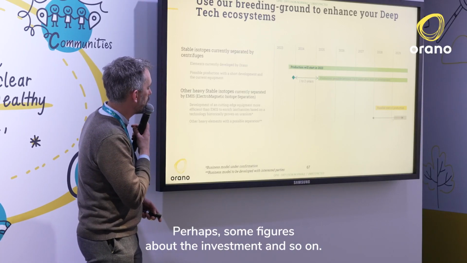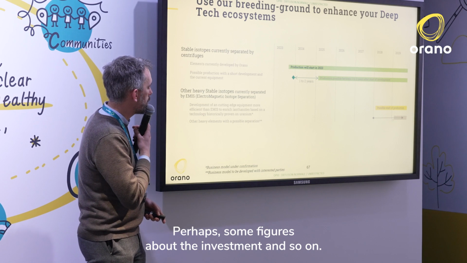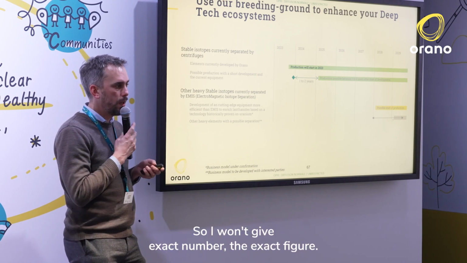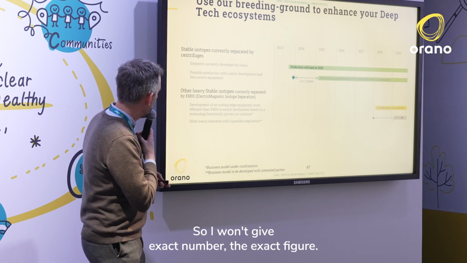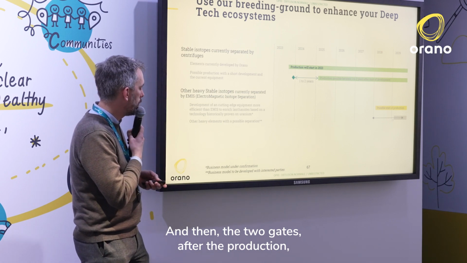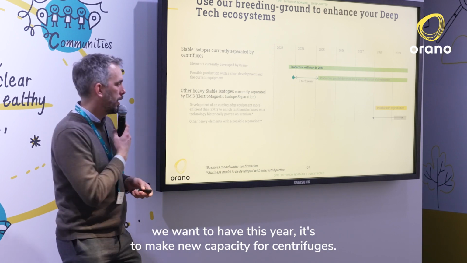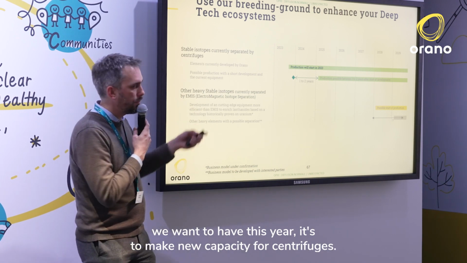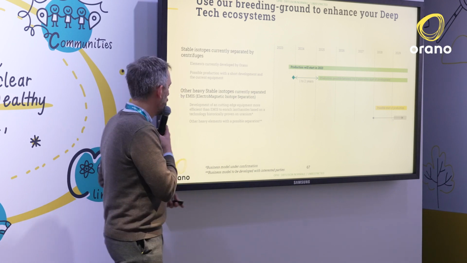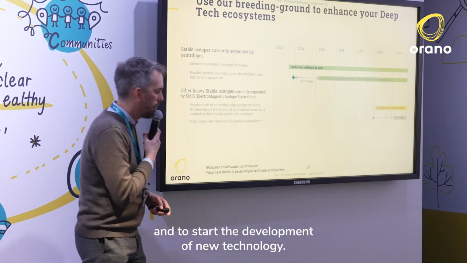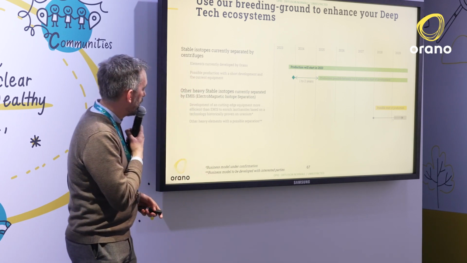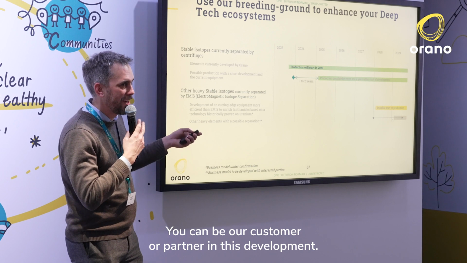Perhaps some figures about the investment. For the moment, the first plant is around 15 million euros. I won't give the exact figure. And after the production, the two goals we want to reach this year are to make new capacity for centrifuge, so we want to have this decision, I want to ask Orano to invest in new capacity this year, and to have the go to start the development of new technology. Here, you can be our customer or partner in this development.